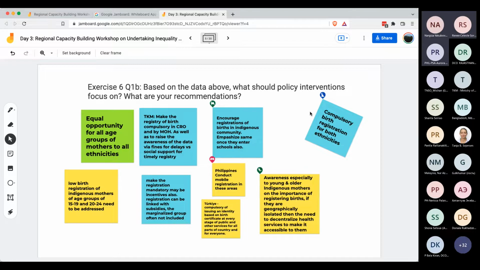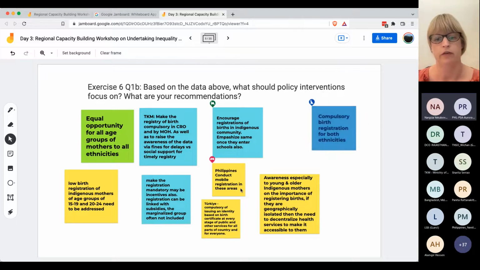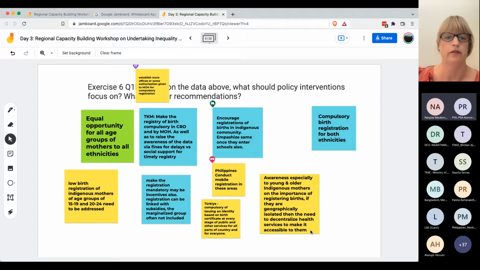Okay, great. I see some more comments. I like the comments I'm seeing. So, conducting mobile registration to these areas, especially for the Indigenous population, if they're remote or they don't have access, yes, absolutely. Awareness, especially to young and older Indigenous mothers on the importance of registering births. Yep, absolutely. If they are geographically isolated, then the need to decentralize health services, make them accessible. Yes, so if remote access is an issue, we need to find ways to reach them.